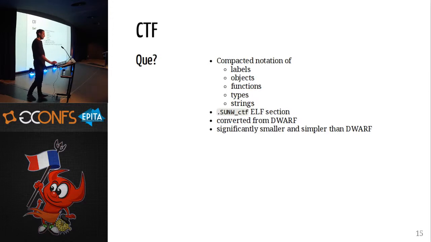So DWARF also contains information on line numbers to be able to map your code into line numbers and file information. That is not part of CTF. However, it is information we are quite interested in providing. So right now, for a developer to extract that information, they have to be running a kernel which contains all the debug information.